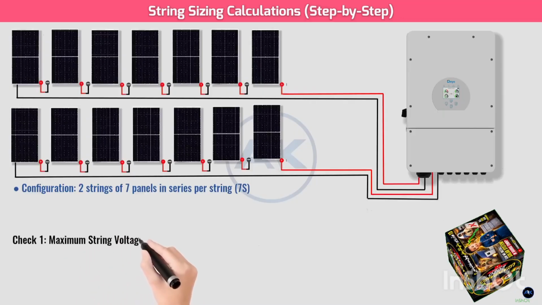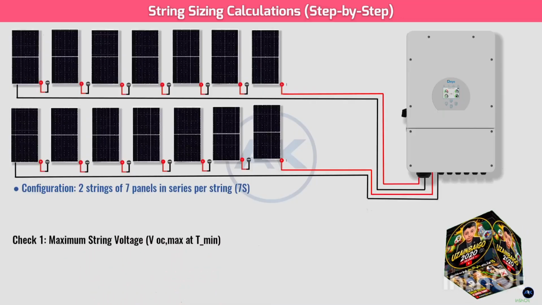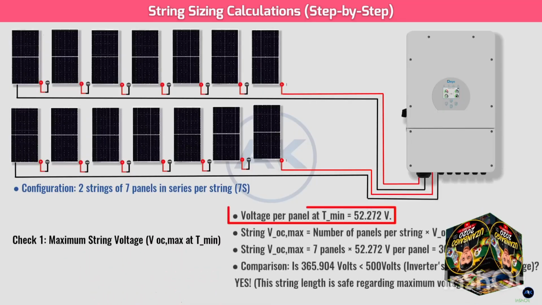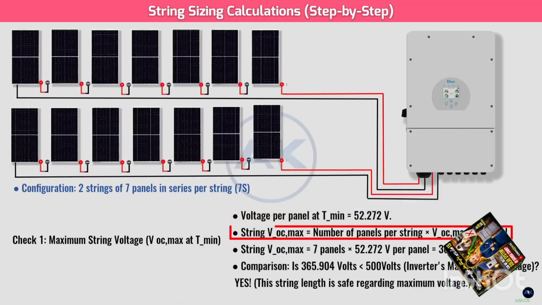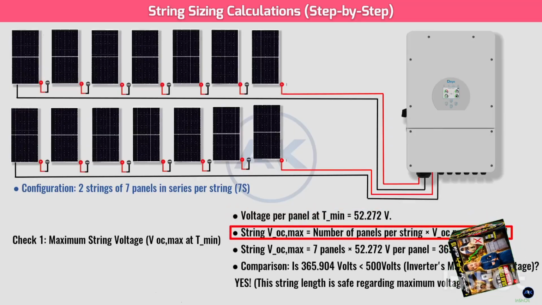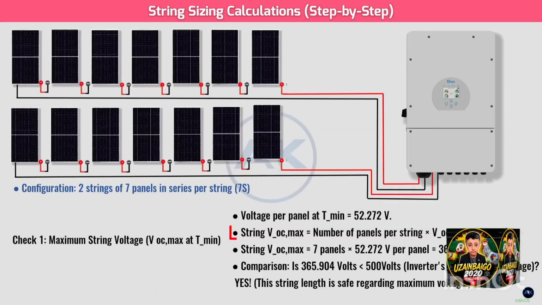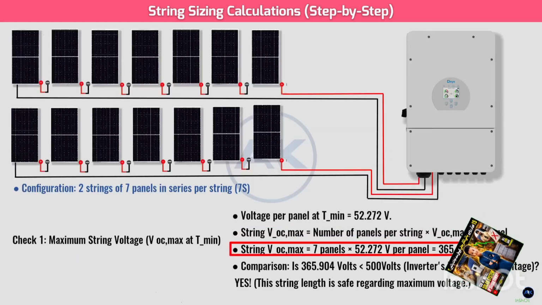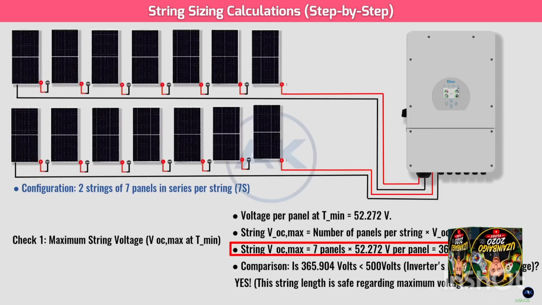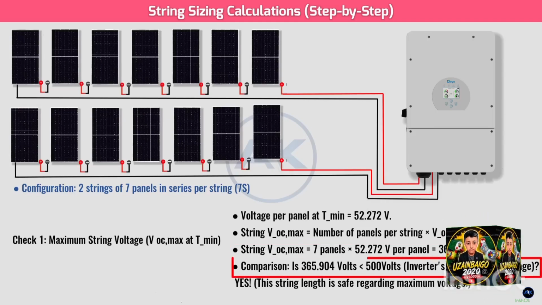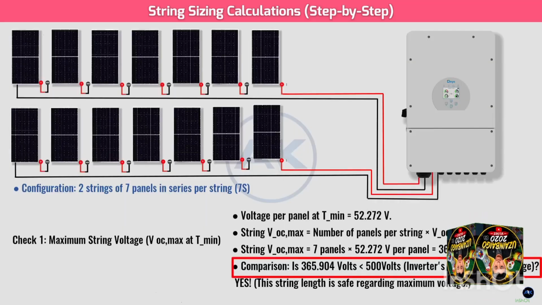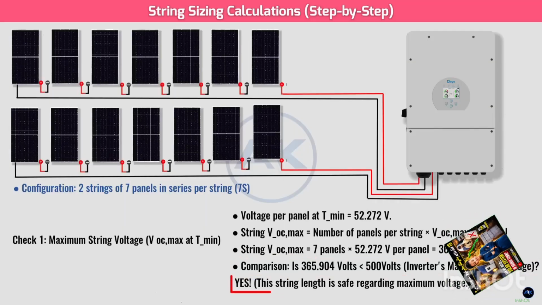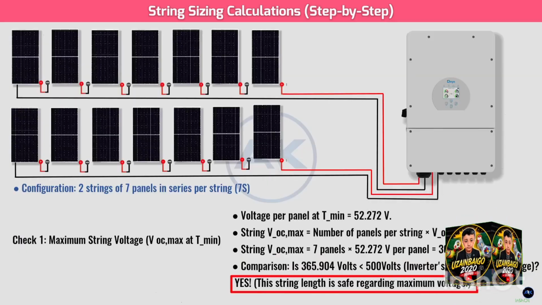Check 1. Maximum string voltage, VOC max at Tmin. Voltage per panel at Tmin equals 52.272 volts. String VOC max equals the number of panels per string times VOC max per panel: 7 panels times 52.272 volts per panel equals 365.904 volts. Comparison: 365.904 volts is less than 500 volts, the inverter's max PV input voltage. Yes, the string length is safe regarding maximum voltage.